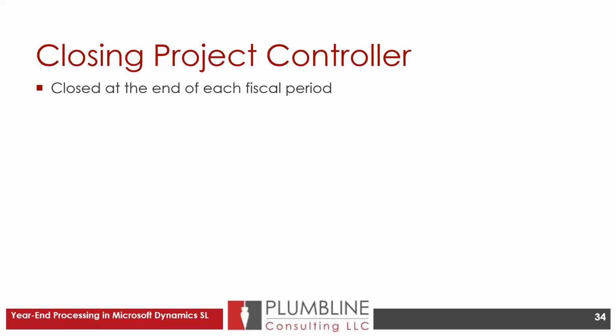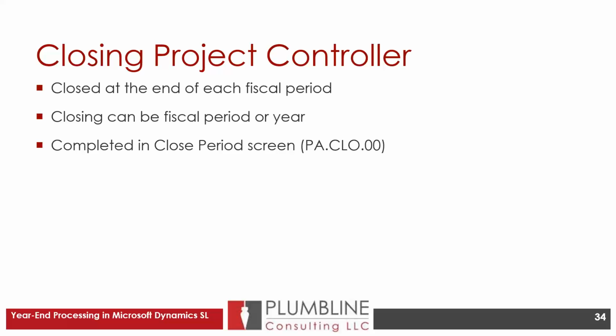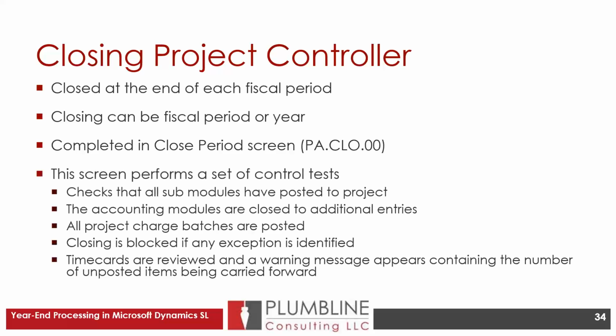Now, Project Controller can be closed at the end of each fiscal period, and closing can be done by fiscal period or by year. The completed process in the closed period screen is located in the Project Controller module. This screen performs a set of control tests, checks that all the sub-modules have posted to the project, the accounting modules are closed to additional entries, and all project charge batches are posted. Then the closing is blocked if there's any exception that it finds.